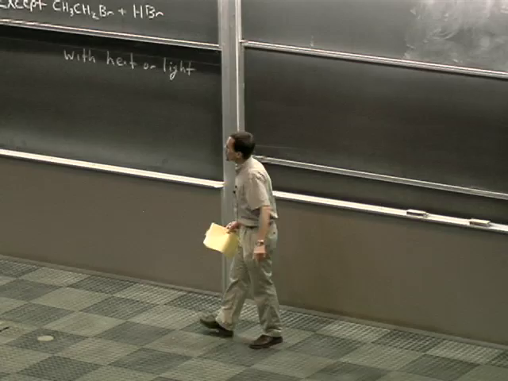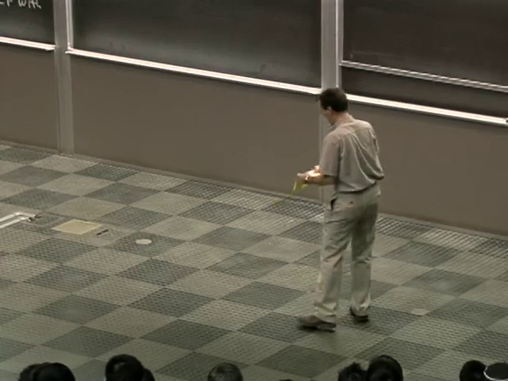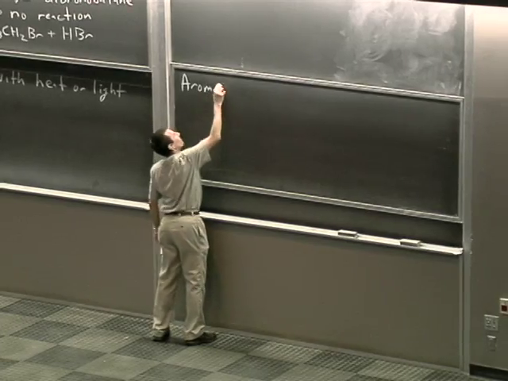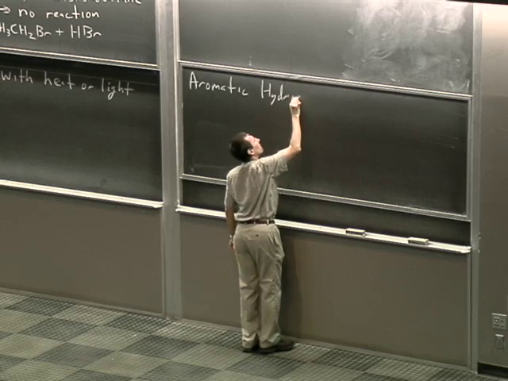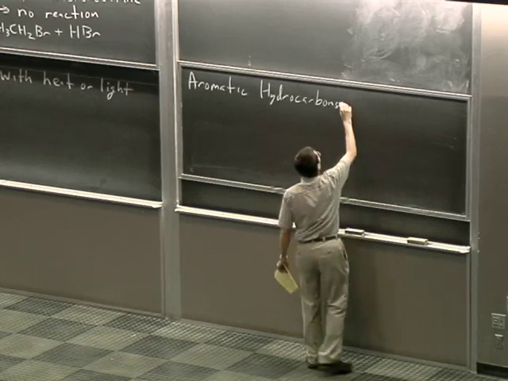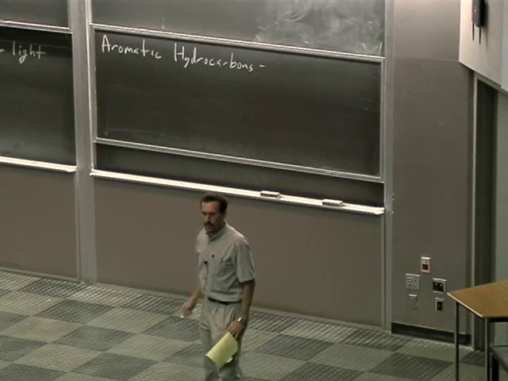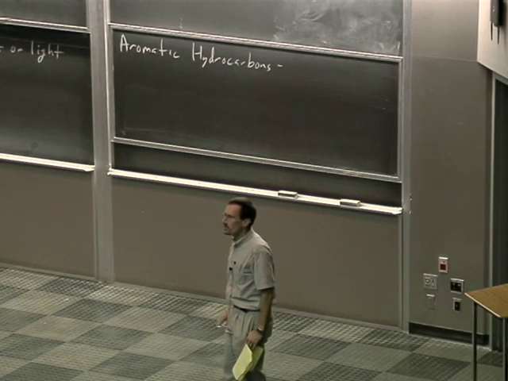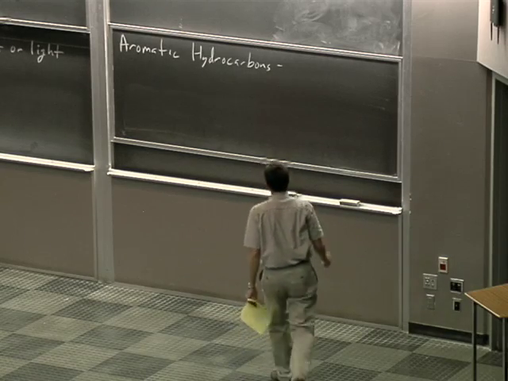All right, another class of hydrocarbons, unsaturated hydrocarbons, are aromatic compounds. You'll learn more about aromaticity later on in, I think, the B course or possibly the C course. But generally, not always, aromatic hydrocarbons contain benzene rings.